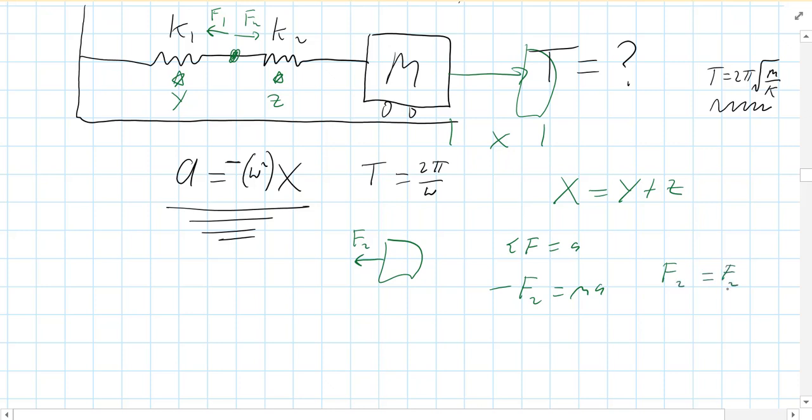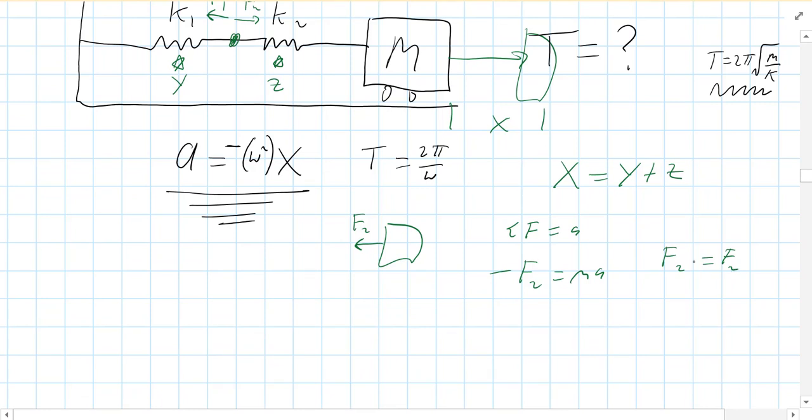Now, the force of a spring is Kx, but in this case, it's going to be a Y or a Z. So the force of, oh, sorry, force 2 equals force 1. Sorry about that. I wrote force 2 equals force 2. Well, that would be true as well, but in this case, what's important is force 2 equals force 1. So force 2 is equal to K2 times Z, and that equals K1 times Y. Those forces are equal. Now, I need to somehow get X in here.